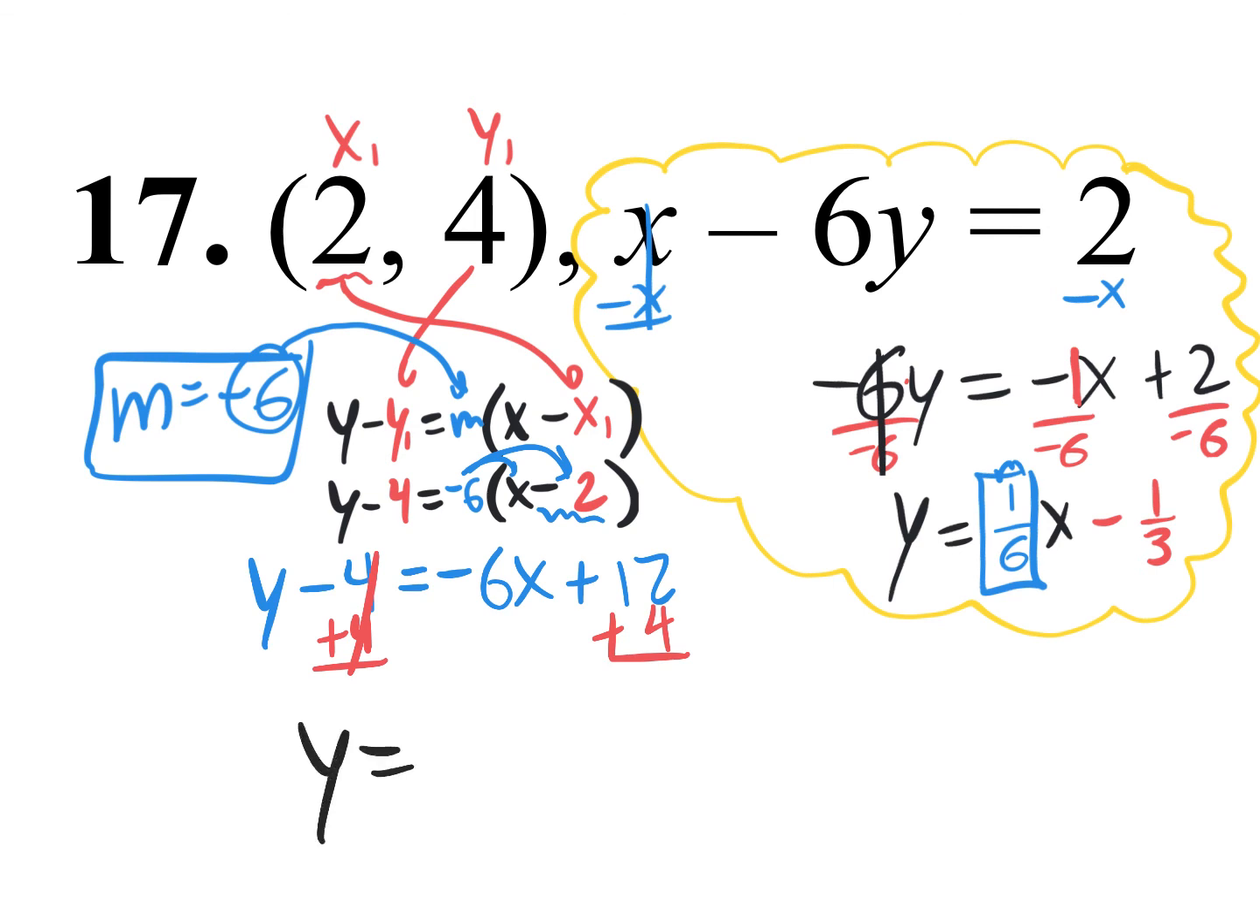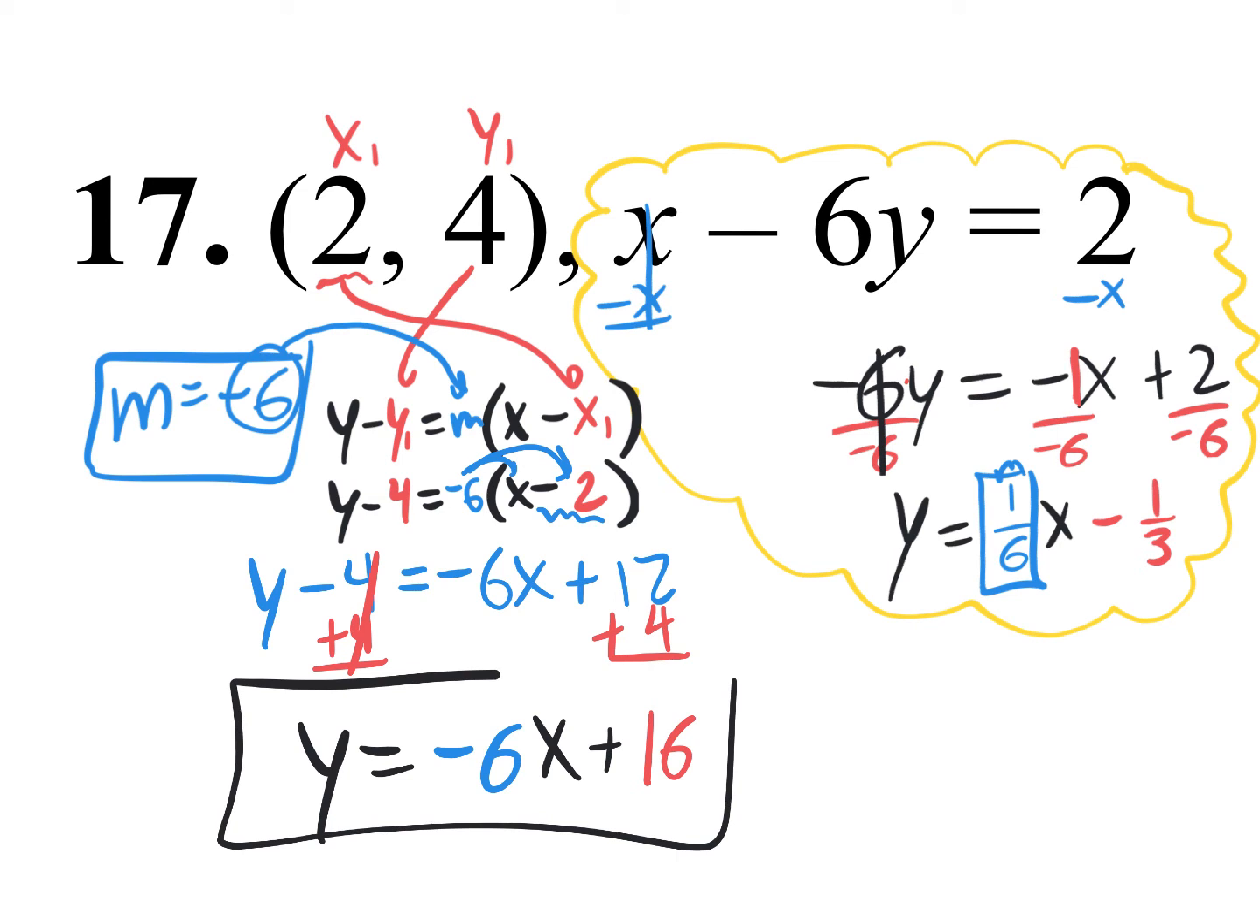I will now have y equals, my m is -6x plus b, which in this case is +16. There's your y equals mx plus b equation that is perpendicular to the given equation over here, perpendicular to that slope, and passes through that point right there.